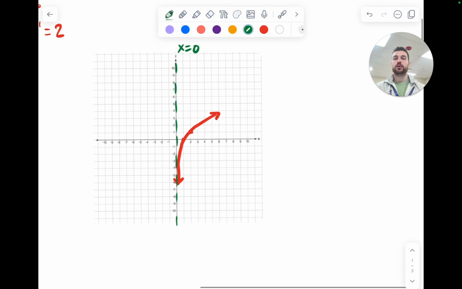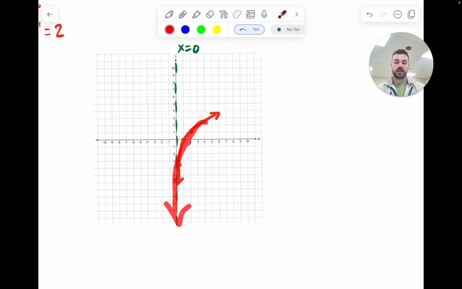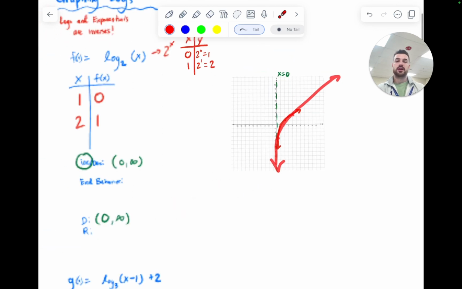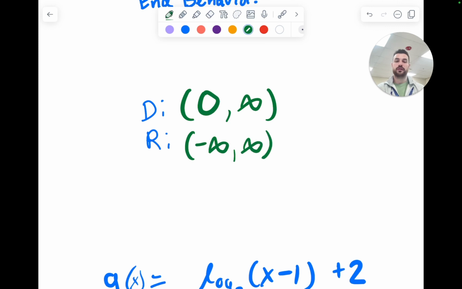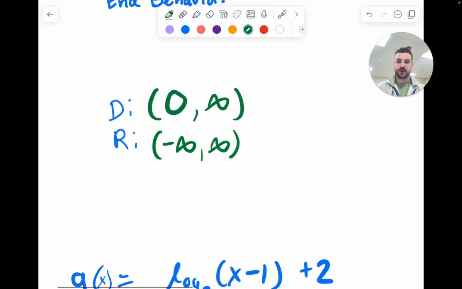If we look at our range values, we could see that we should be going all the way down in one direction and then up in the other. So that means there is no limit on our range values, and our range is going to be negative infinity to infinity. Typically, you might realize that this kind of looks like what our domain and range look like for our exponentials, except they're actually flipped. And the reason for that is because, again, we are working with the inverse. So for all log functions, the range is always going to be from negative infinity to infinity.